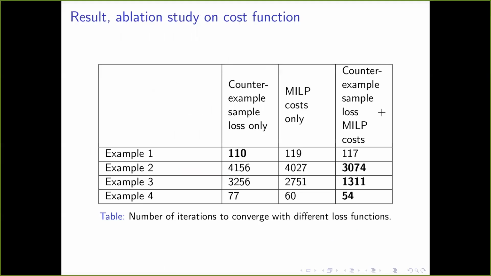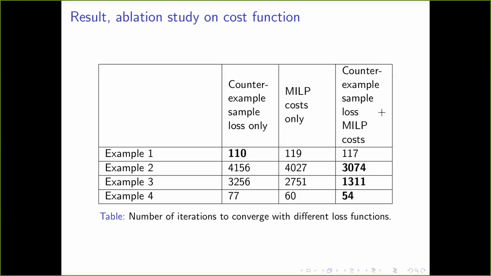Finally, we did an ablation study where we compared the number of gradient descent iterations across different loss functions. First, with only the loss on the counterexamples, which is what people did with SMT solvers, and the one that only uses the MILP costs. And finally, a combination of both the sample loss on counterexamples and the MILP cost. We find in most cases, the one with the combined loss converges fastest.